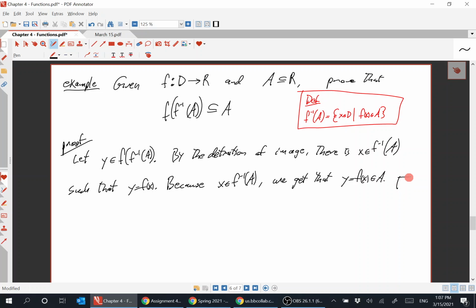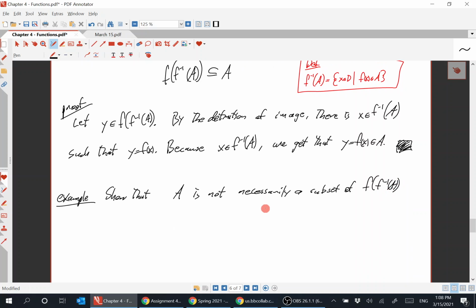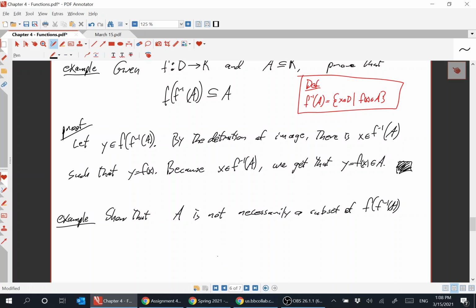Now, the other way around is not true. So show that A is not necessarily a subset of the image of the preimage of A. What do you think might be the problem here?